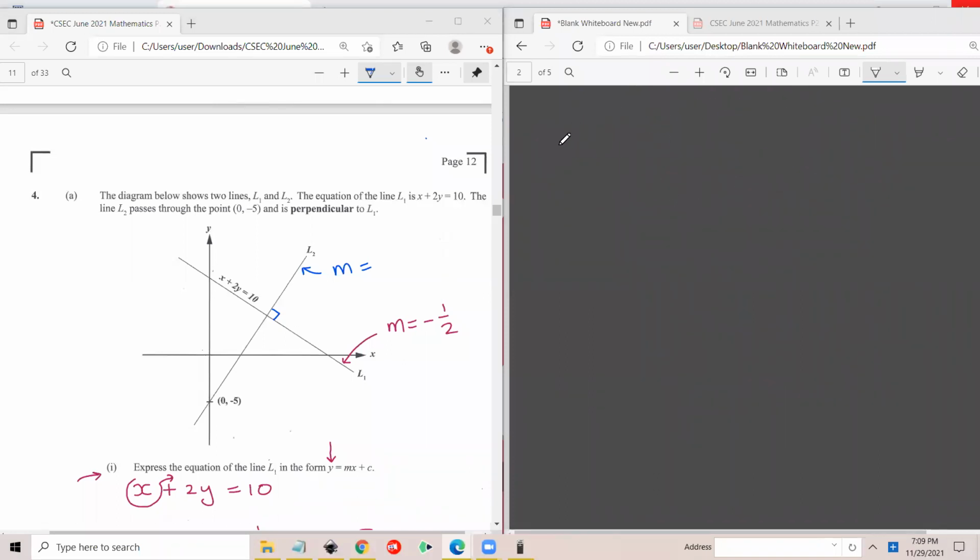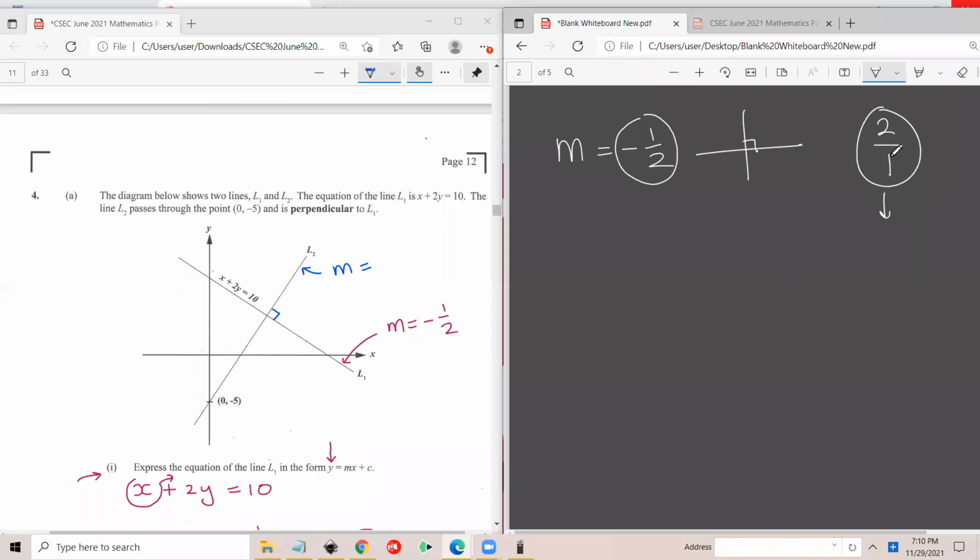Right. Remember, the gradient of the first line is minus a half. If we want to find the gradient of a perpendicular line, all we have to do is take this gradient and flip it. So right now it's 1 on 2. If we flip it we get 2 on 1, and we also have to make the sign the opposite. The opposite of a minus is a positive, but I don't really have to put in the positive. And of course, this could simplify, right? They don't leave it as 2 on 1. We all know 2 divided by 1 is 2. So the gradient of L2 is 2.